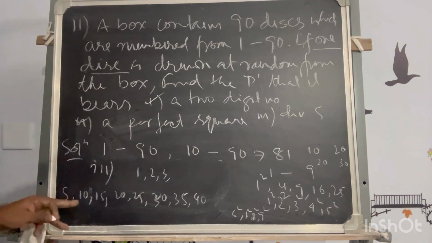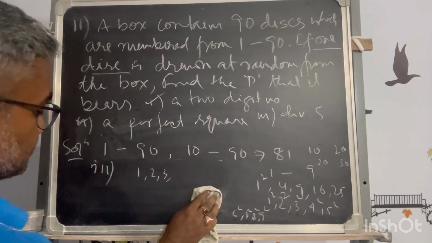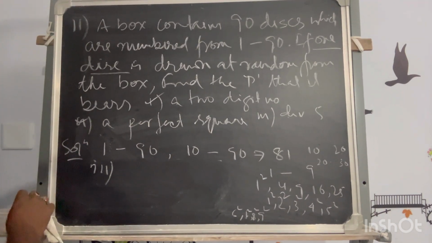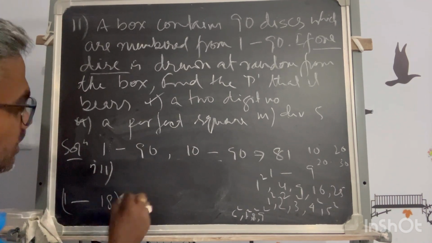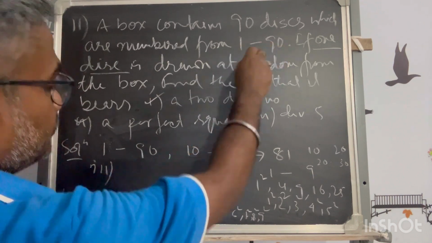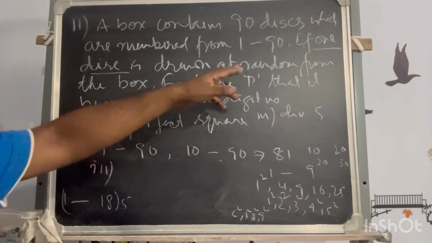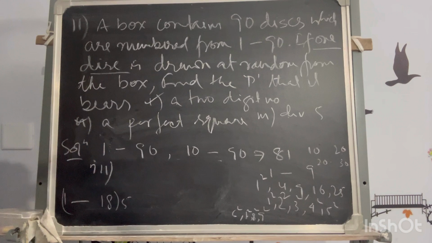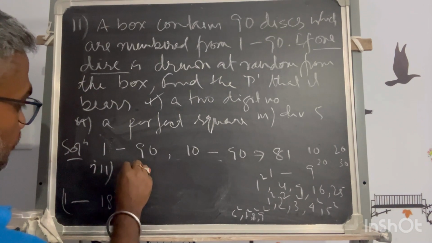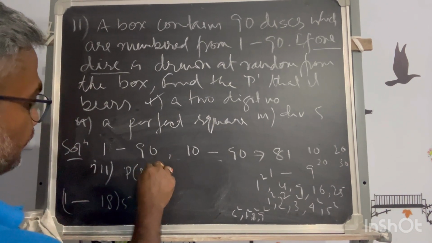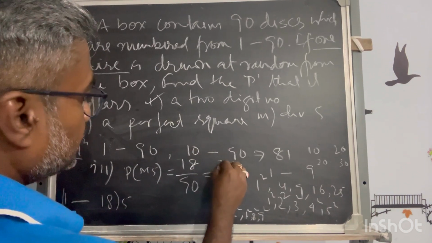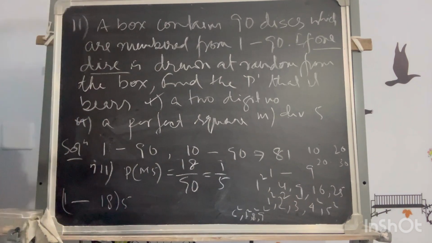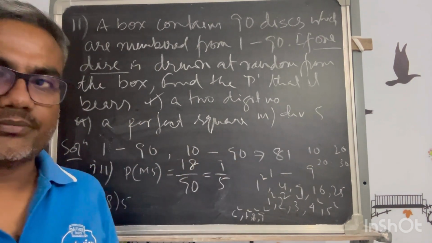So I need not go through all of these. Rather, if a number is a multiple of 5, it is divisible by 5. So if I multiply 1 to 18 with 5, I will get all the numbers inside this 1 to 90. So how much is the count? 18. So the probability of getting a multiple of 5 is 18 out of 90, which is equal to 1 by 5. So this is your result when it is divisible by 5.